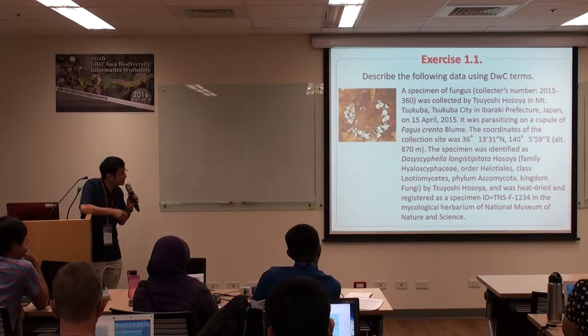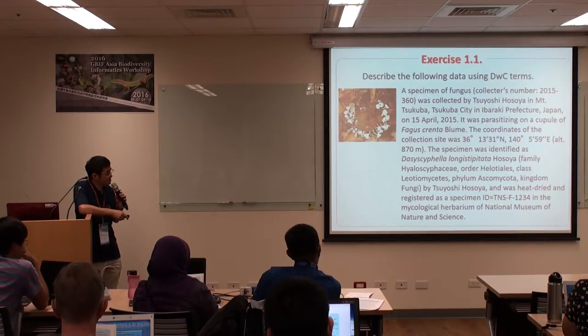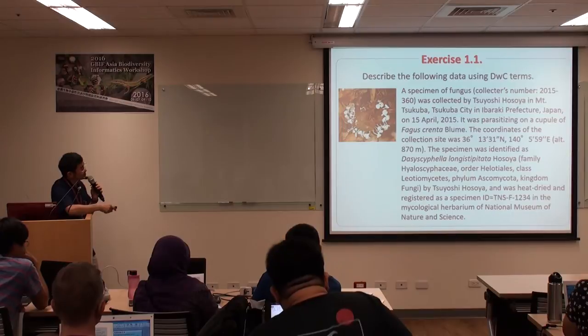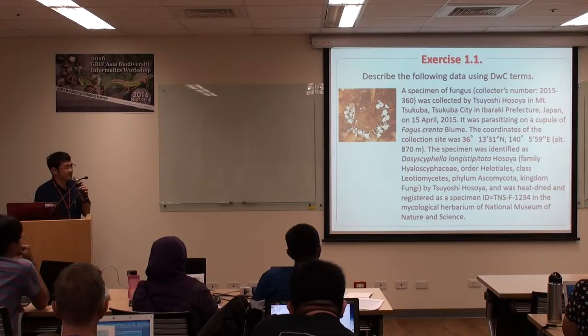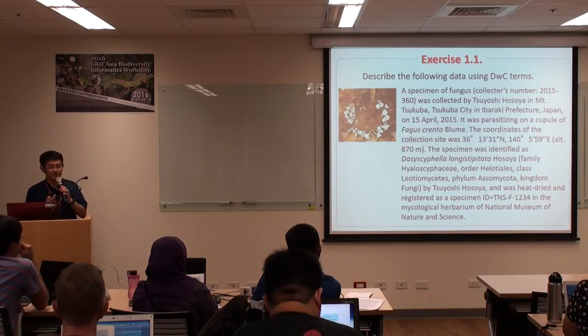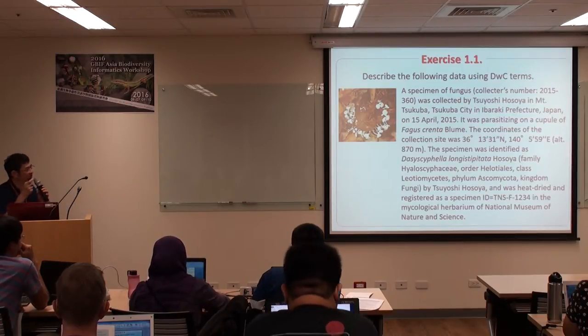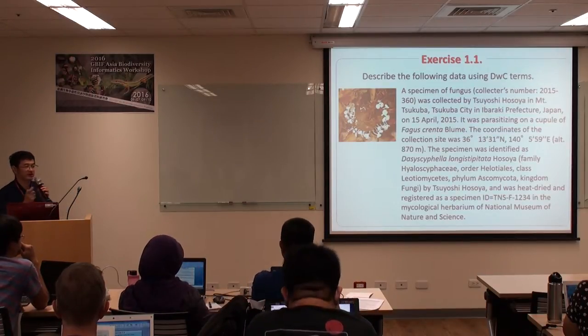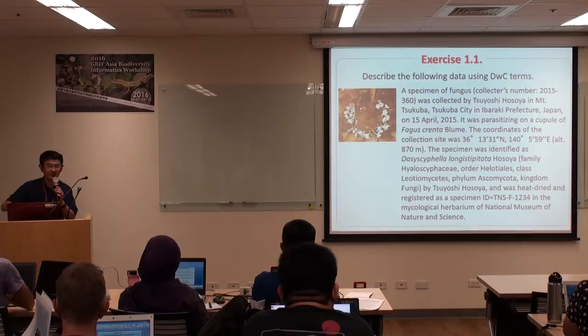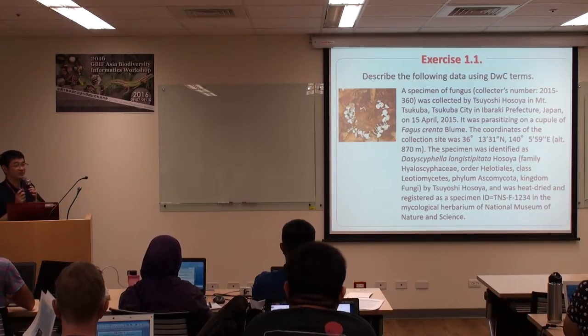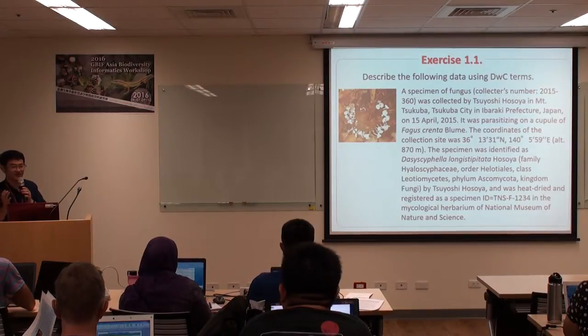And identified by myself. And it was now heat dried and registered, kept as a specimen, as TNS F1234 in the mycology herbarium of National Museum of Nature and Science. Okay, describe this. Try to find suitable Darwin Core terms and describe that in, for instance, an Excel sheet. So to do that, you have to think which element goes to which classes and which terms of Darwin Core. So please don't look at the downside and start to think about this for, say, 5 minutes, right?